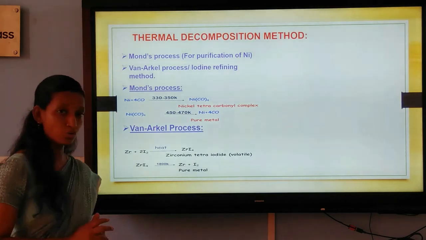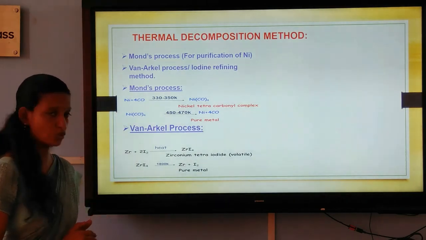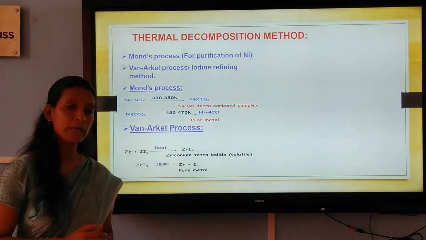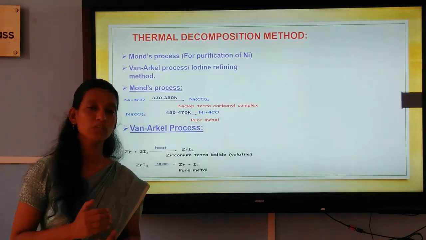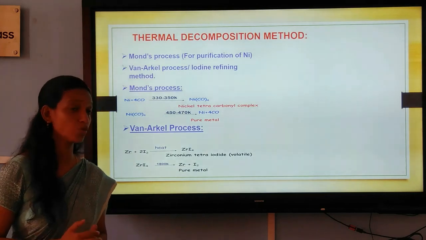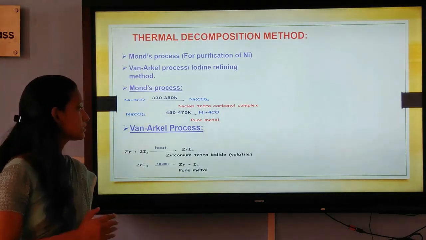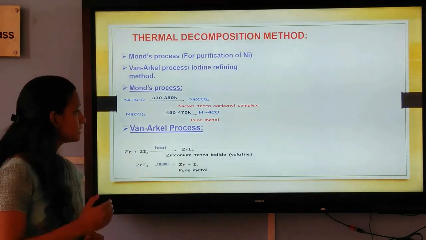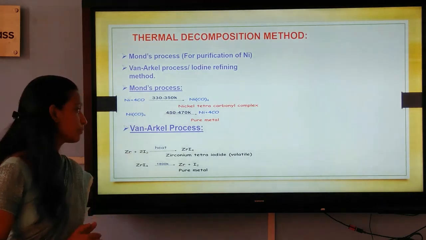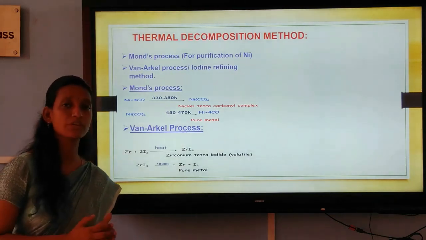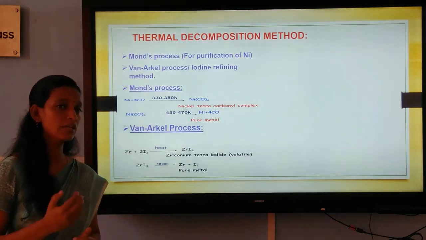Now here we have two processes. One is called Mond's process and the other is called Van Arkel process. In Mond's process, we treat nickel with carbon monoxide so as to get the complex nickel tetracarbonyl. This nickel tetracarbonyl, at a higher temperature of about 450 to 470 Kelvin, decomposes to give back the pure nickel and the carbon monoxide.